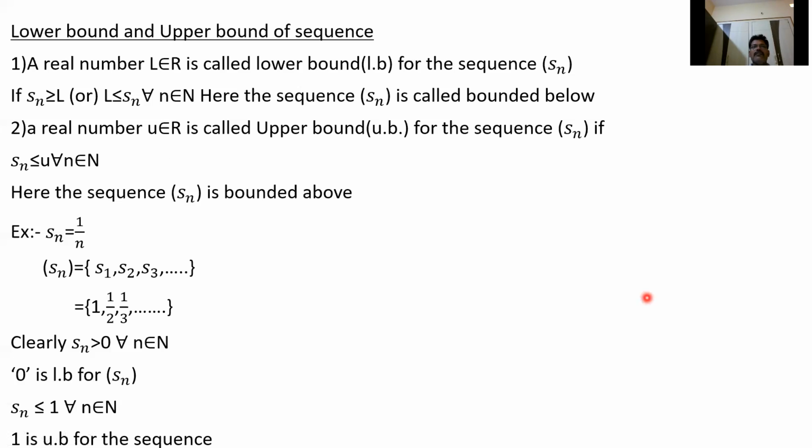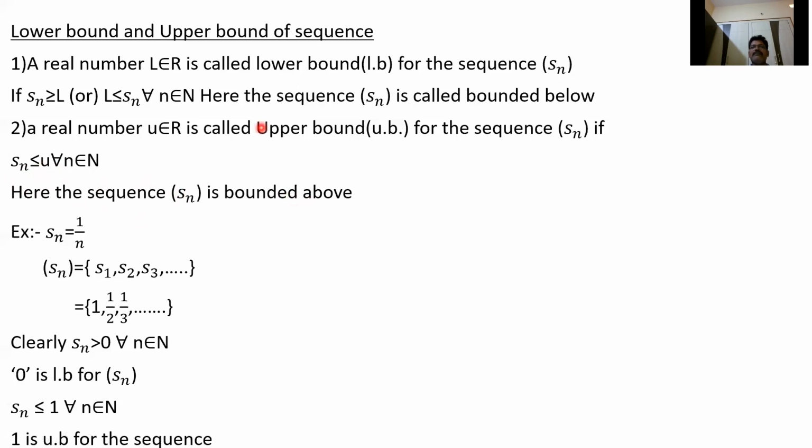A real number U belonging to R is called an upper bound for the sequence Sn if Sn is less than or equal to U for all n. Here the sequence is bounded above because it is bounded by U, meaning every term in the sequence is less than U. When the sequence has an upper bound, it is bounded above.